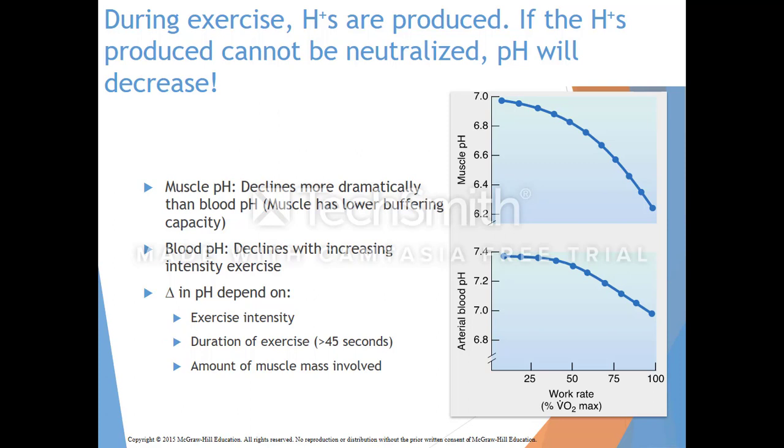And the final thing that's going to affect pH change is the amount of muscle involved. So if I'm doing maximal finger exercises, I'm only using a very small mass of muscle, and that very small mass of muscle isn't going to be producing enough hydrogen ions to have a huge impact on blood pH. In contrast, if I'm doing maximal leg exercises, like a very, very heavy leg press or something, that large mass of muscles is going to be able to produce a lot more hydrogen ions. I have a much bigger chance of producing a change in my blood pH.